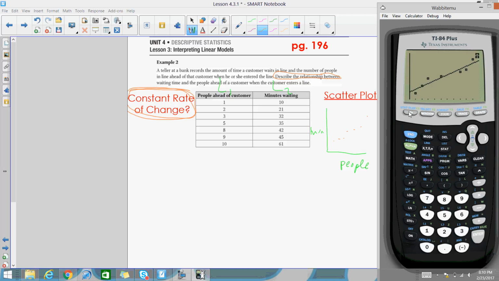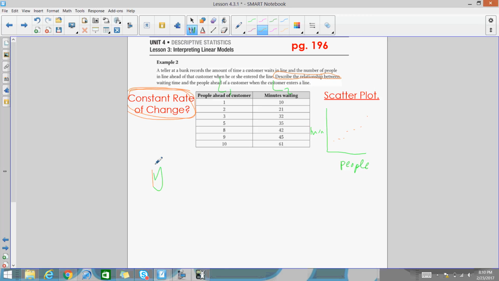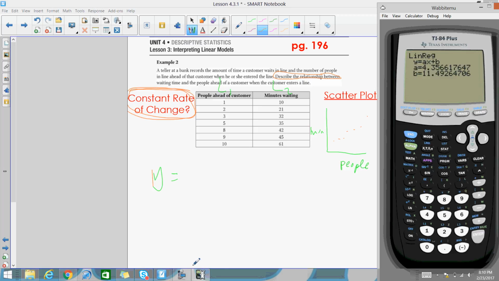So we go second y equals and we have to check the residual. We're going to go to L2. We go second stat, number 7, and then zoom 9. Clearly the line of best fit gives a random residual, which means it's good. So this is our line of best fit. I'm going to write this out. So y equals, what is it?